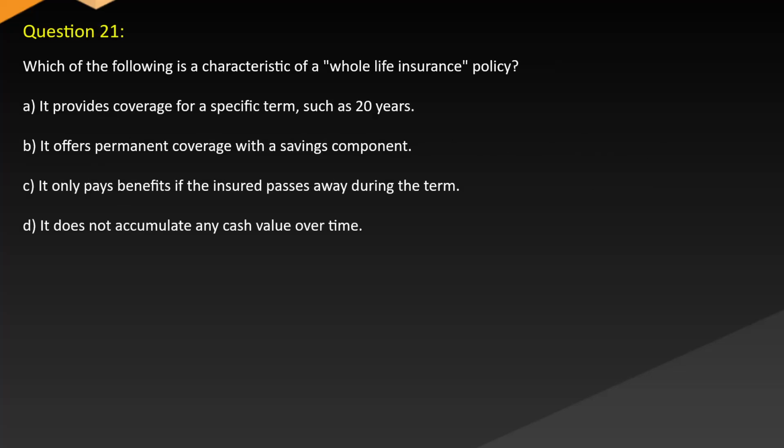Question 21. Which of the following is a characteristic of a whole life insurance policy? A. It provides coverage for a specific term such as 20 years. B. It offers permanent coverage with a savings component. C. It only pays benefits if the insured passes away during the term. D. It does not accumulate any cash value over time.